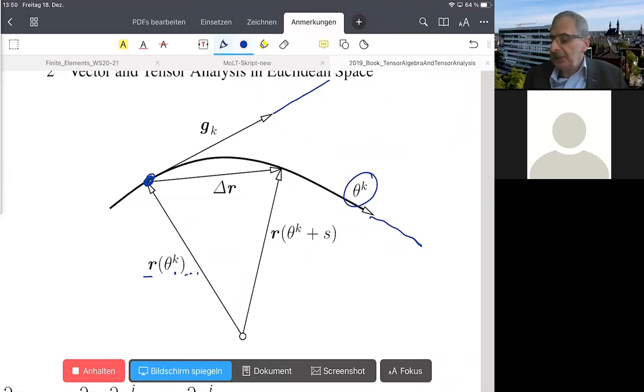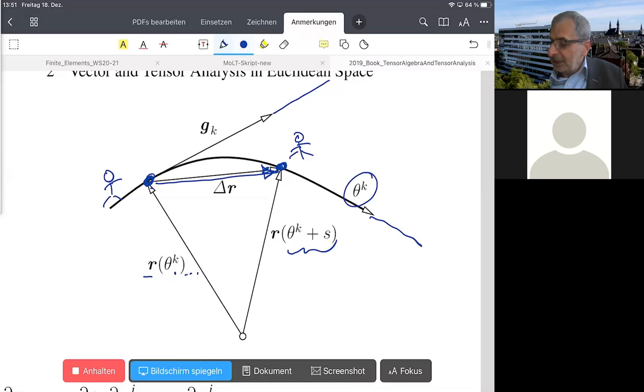r depends here on this line. We are still on this line, and all other coordinates remain constant. That is why I write r as a function of theta k. And now I give an increment, plus s. So I jump from this point to this point. The difference is my delta r. But it's not tangent, right? How to get this tangent line?